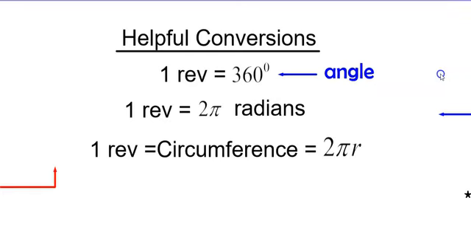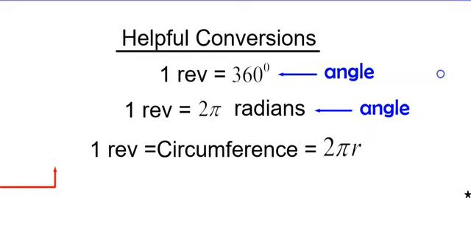Another one that's maybe a little bit less familiar, but we've been talking about it a little bit, is the fact that around a circle is 2 pi radians. So 360 degrees, 2 pi radians, they're the same thing. Therefore, one revolution would be the same as 2 pi radians. And remember, radians are just another way to measure angles.